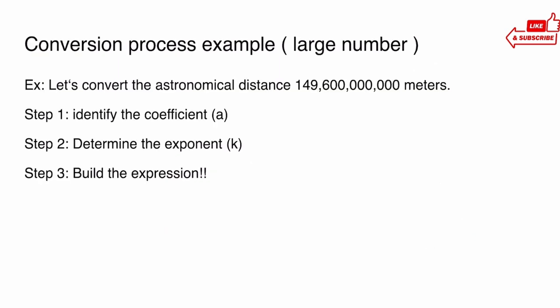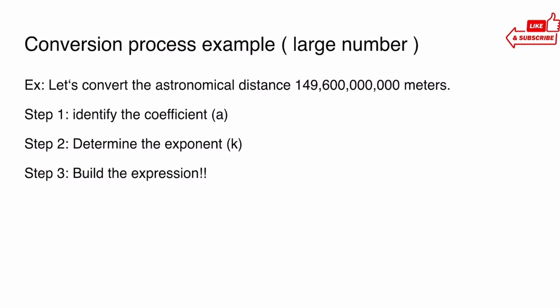So let's go through an example for a conversion process. So we have an extremely large number. This is the number that I showed you guys before, the distance from the Earth to the Sun, 1496, then followed by 8 zeros meters.